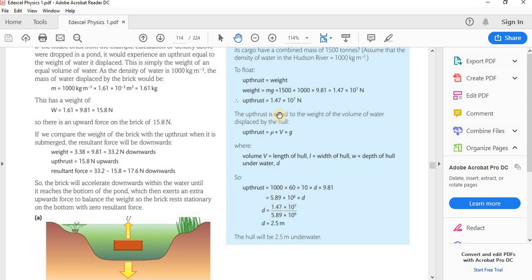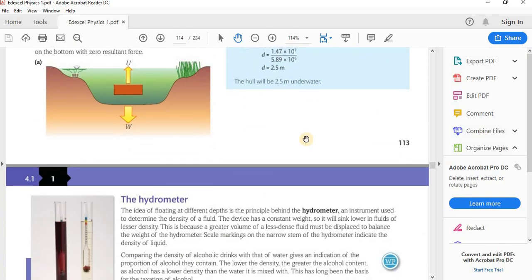This is the weight of water displaced by the hull, and it is equal to the upthrust. We already found what the upthrust is, so on the left side we can write that value, 1.47 times 10 to the power 7. Then we make d the subject of the equation, so it will be this divided by this. Then you will get 2.5 meters. The hull will be 2.5 meters under water. Any questions? No, sir. Okay.